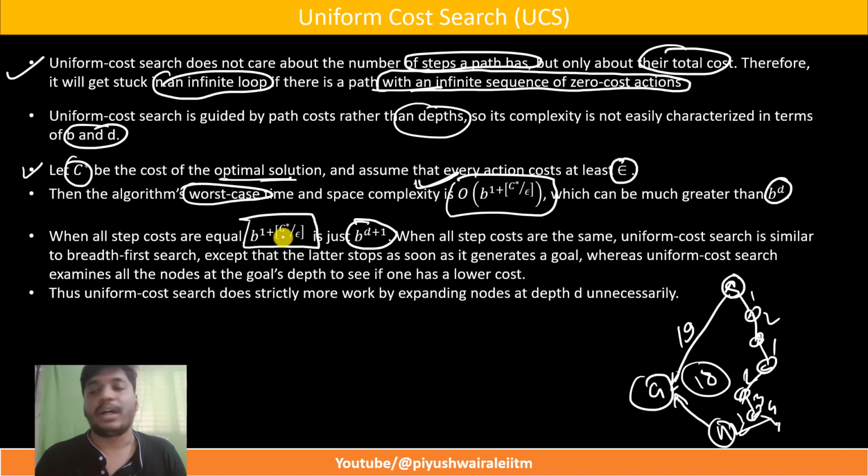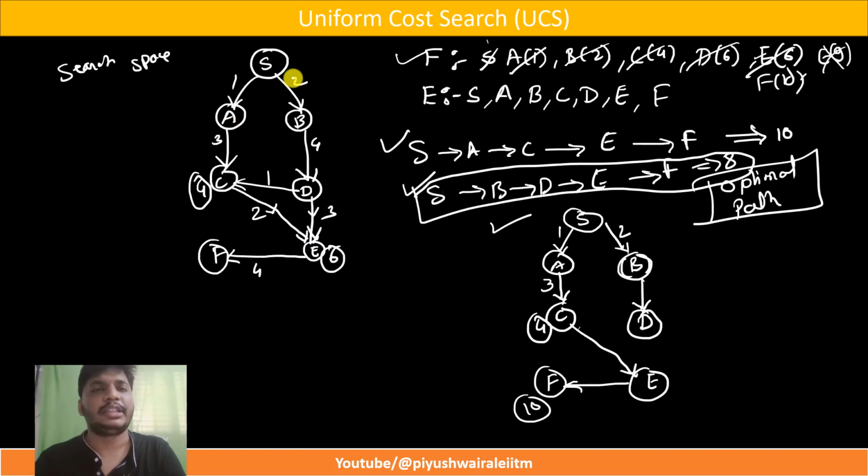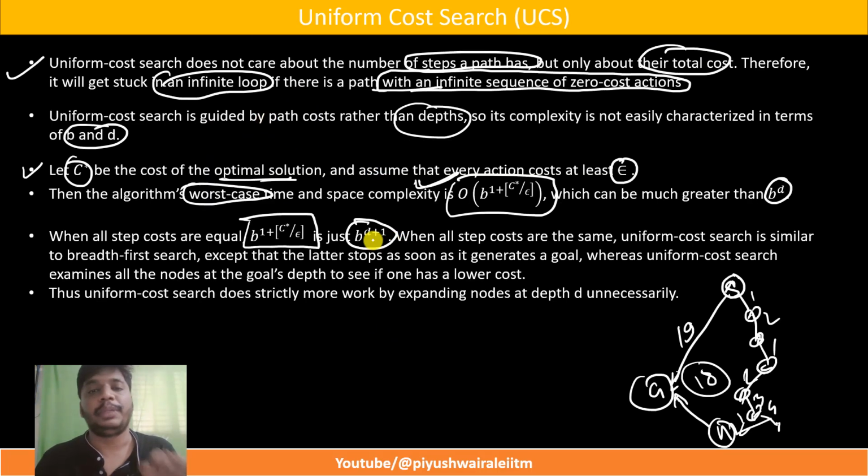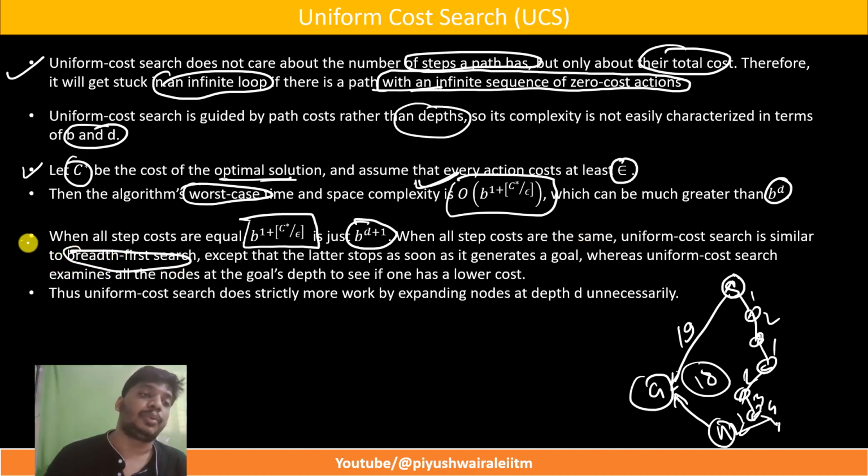So when the step costs are all equal, for example in the previous case, if we consider 1, 1, 1 for all the paths or any 2, 2, 2, the same cost, then in that case it will be order of b to the power d plus 1. So here you can also see it is much greater than b to the power d. When all step costs are the same, uniform cost search is similar to BFS. That is the important point. The question can be framed from this particular point. When all step costs are the same, uniform cost search is similar to BFS.